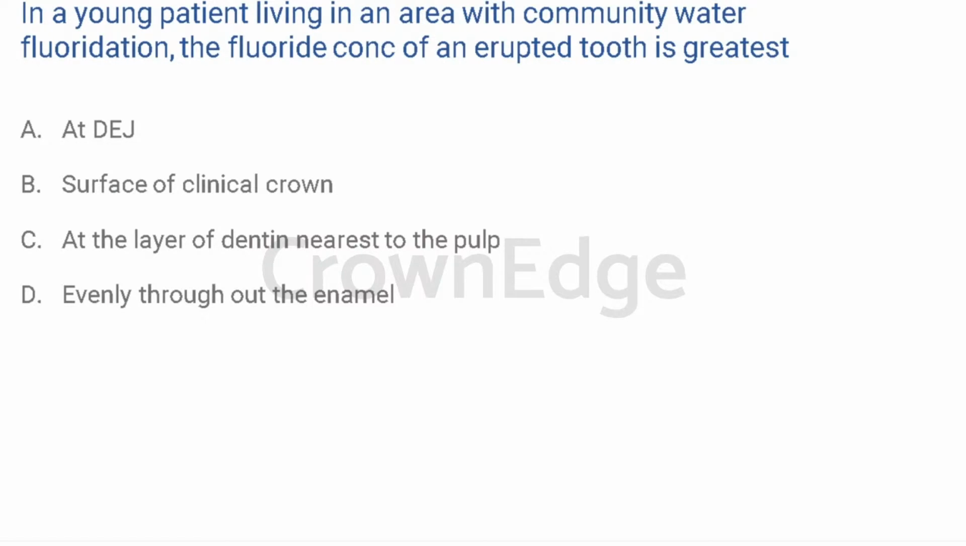You will be confused, I'm sure, with option B and option D. Evenly throughout the enamel can be easily ruled out here because the question says erupted tooth. The tooth is already erupted. So in such cases, the highest concentration of fluoride is seen in the surface of your clinical crown. So this is the last question for the day, and we can wrap up our live class.